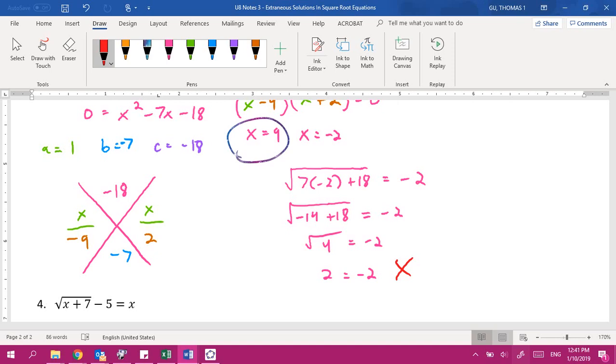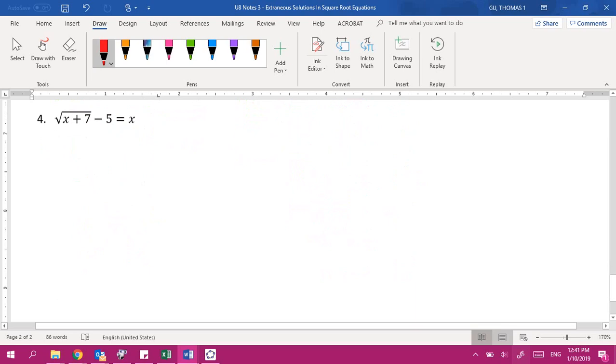And on to the last one. This is the most in-depth one right here. Number 4. Number 4, what do you do first here? Add 5. Add 5, very good.